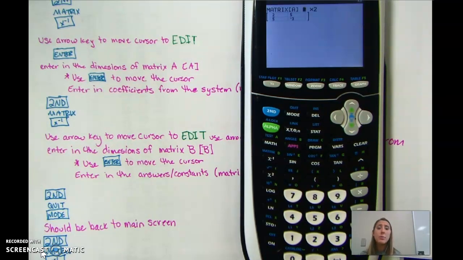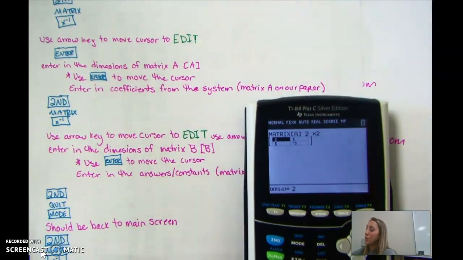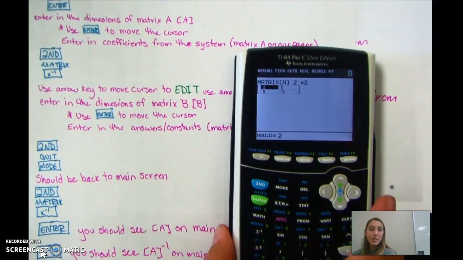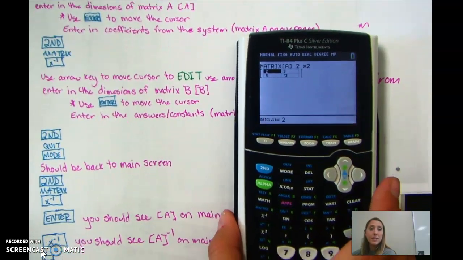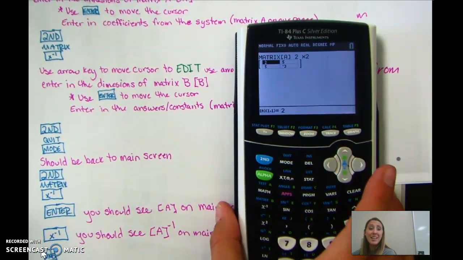So now we're going to put the dimensions of matrix A. Our matrix A on our paper was a 2 by 2. So I'm going to hit 2, enter, 2, enter. Now I can start entering the coefficients from matrix A. We're going to enter the dimensions. We've already done that. We're going to use enter to move our cursor.